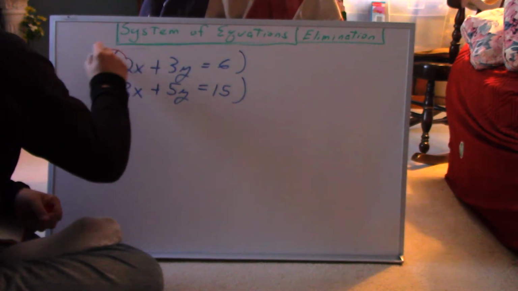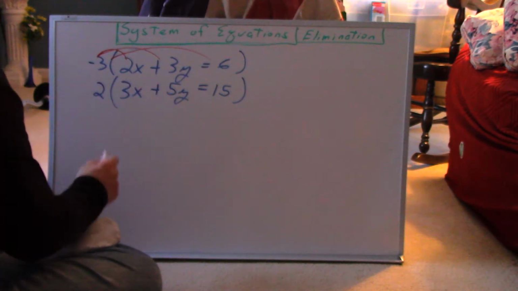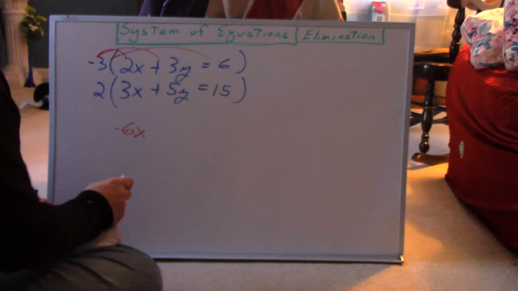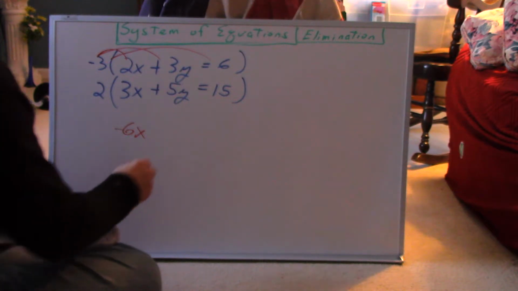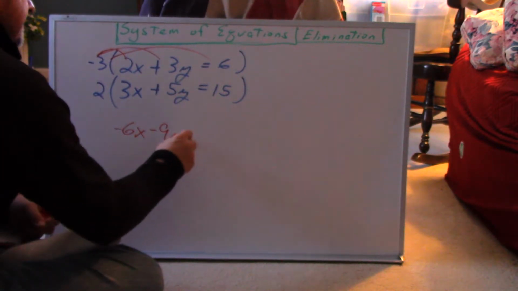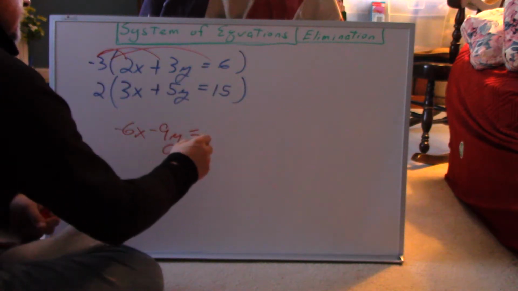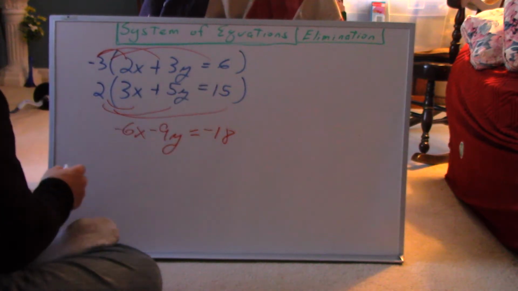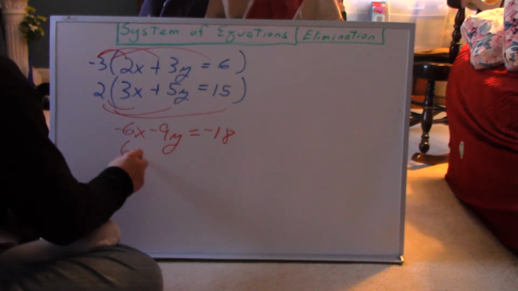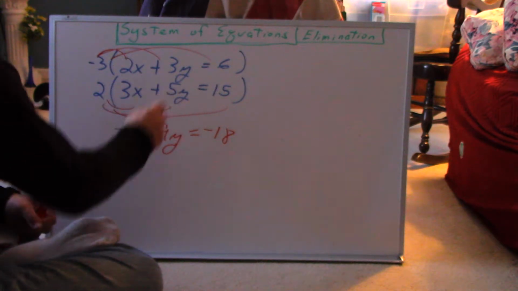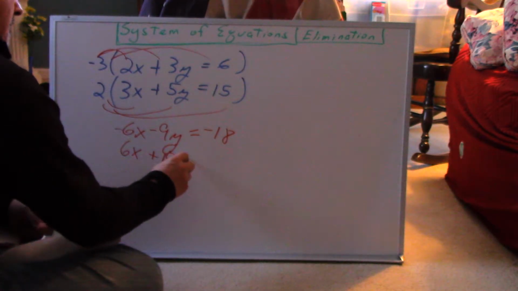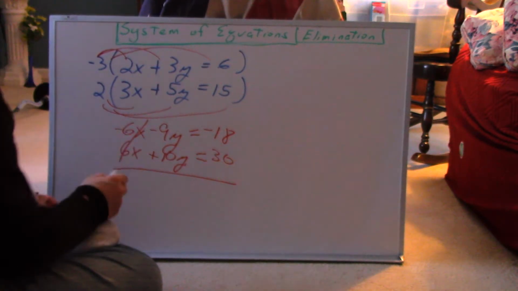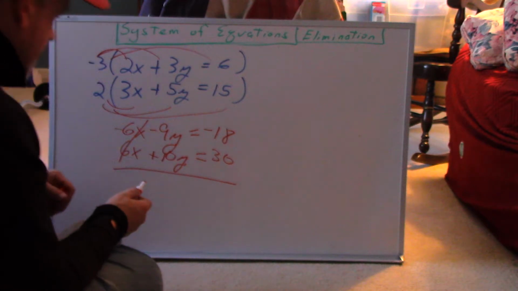So negative 3 times 2x is negative 6x. Negative 3 times positive 3 is negative 9y. Negative 3 times 6 is negative 18. Then we do the bottom. 2 times 3 is 6x. Elimination. 2 times 5 is 10y. 2 times 15 is 30. Eliminate it. Boom.